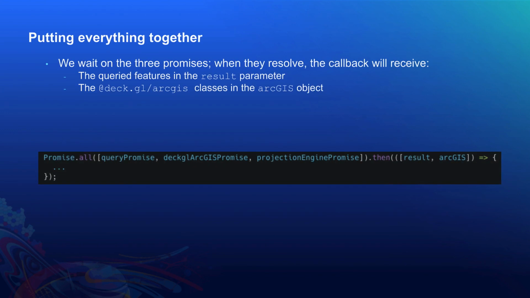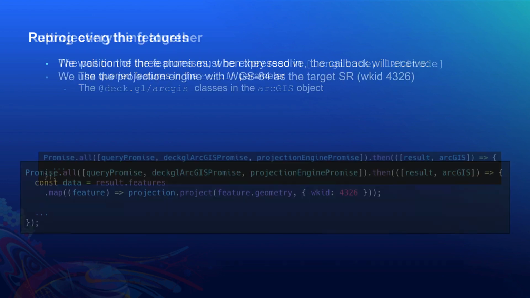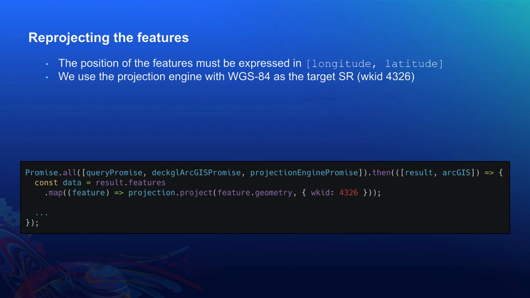We then wait on these three promises using promise.all. When they resolve, the callback receives the returned features in the result variable, and the deck.gl ArcGIS classes needed for the integration in the ArcGIS variable. The first thing that we do is reproject the points to WGS 84.